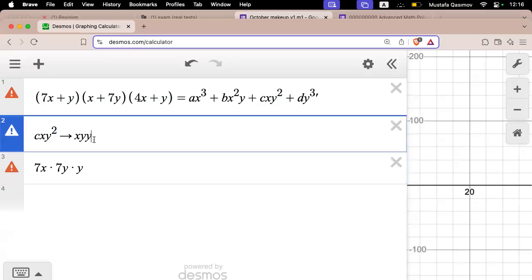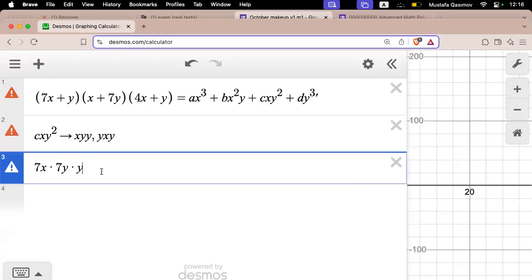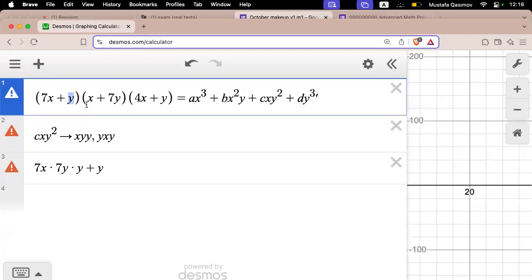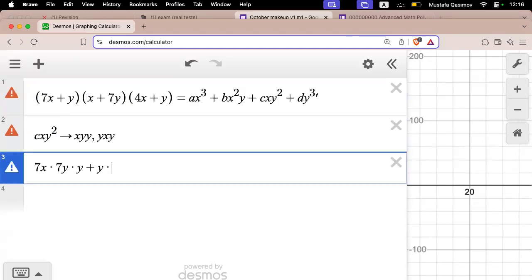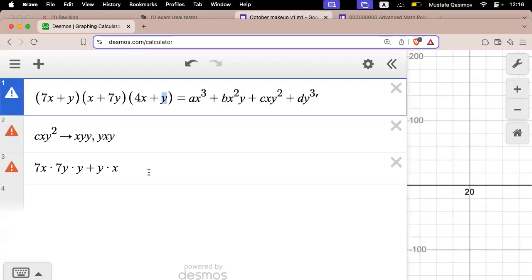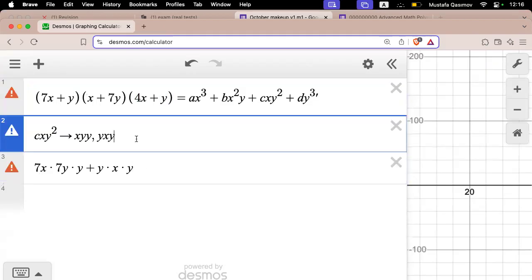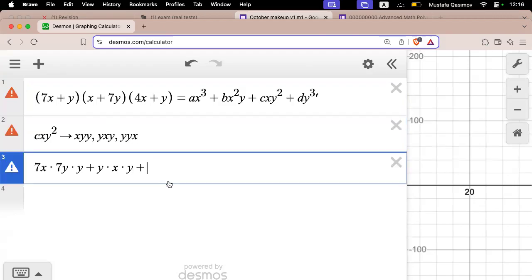Also, instead of x, y, y, you can take, for example, y, x, y, right? We have another option, y, y, x. And also we have y by x plus 7y and 4x. Then you have to find their sum and it will be 78xy square.